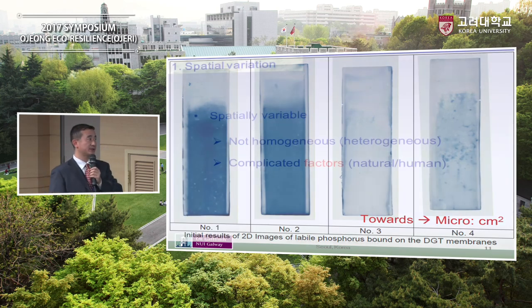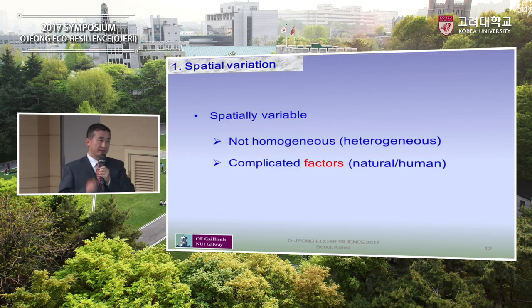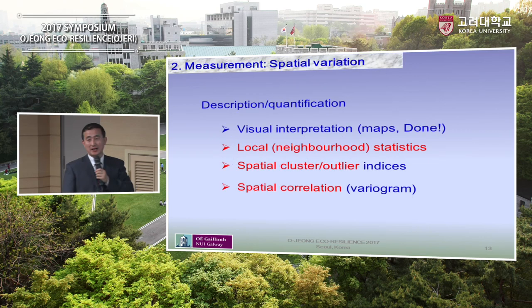Anyway, I just demonstrated to you that spatial variation exists at very large scale, regional, to very micro scale, at millimeter level. So that's the fact, and there are many factors causing it anyway. Now, how do we measure it? It's there, then what can we do? Okay, first, the easiest way to measure it is just visual. We have already done that. That's the easiest way.